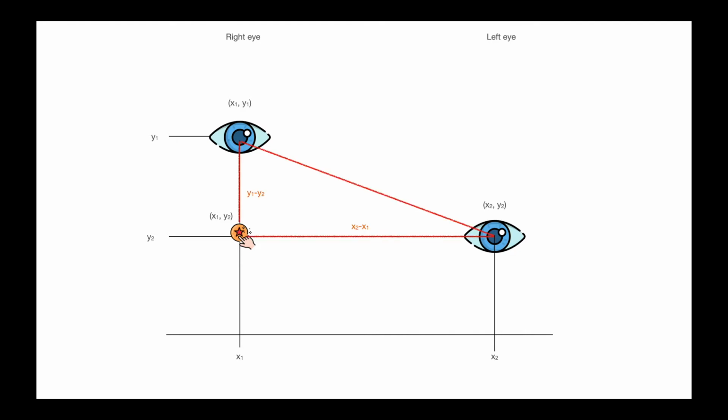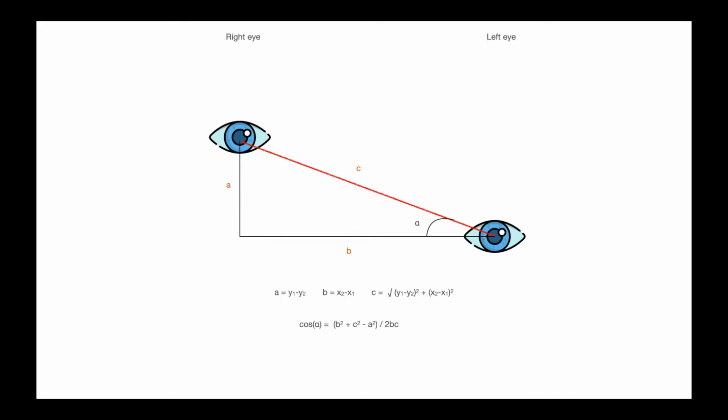Let's focus on the triangle marked with red lines. Its horizontal side will be x2 minus x1, whereas its vertical side will be y1 minus y2. In that way, we can find the hypotenuse as well. Let's simplify the triangle. We have its three side lengths. So the cosine rule says that cosine of alpha is going to be b squared plus c squared minus a squared over 2 times its neighbors b and c. We are going to apply this formula to find alpha, then rotate the image alpha degrees to have an aligned face.